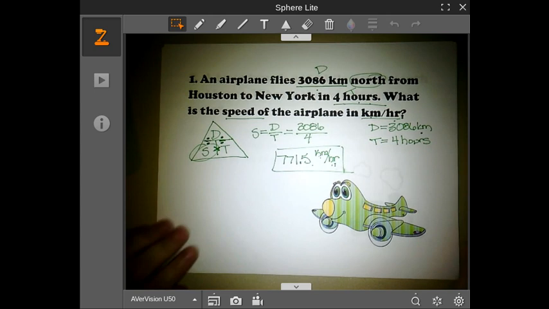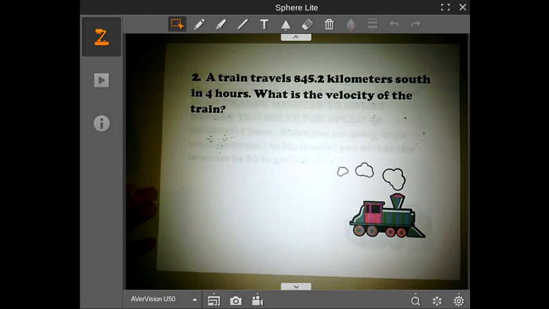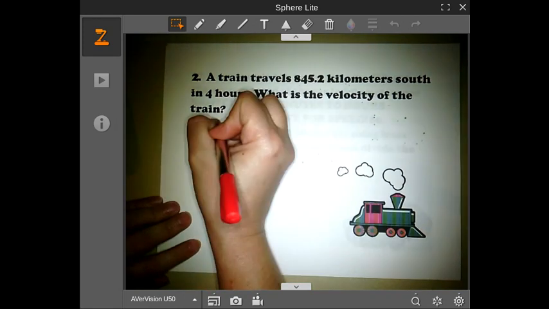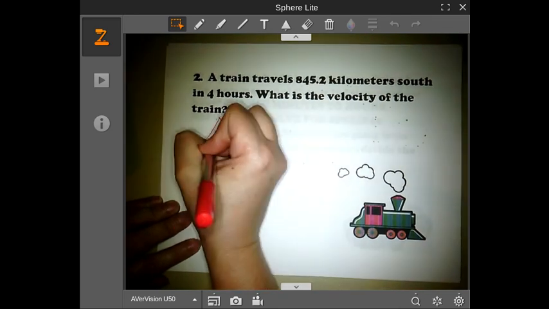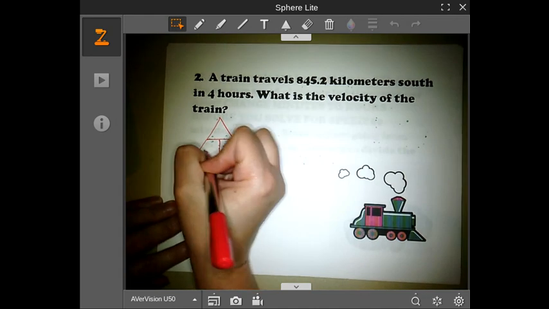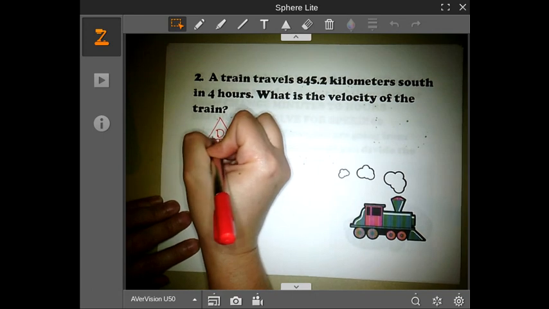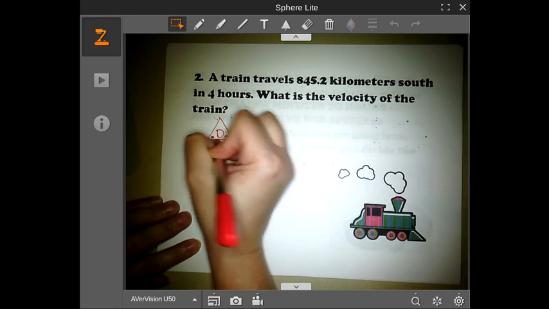Now, we're also going to do another example. We're going to do number 2. So again, the first thing that we're going to do is draw our triangle. So then we have speed here, then distance, then time. And we know that this is going to be dividing, and this is going to be multiplying.